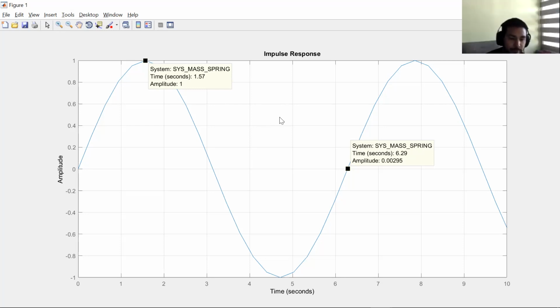So right now, M is equal to 1 and K is equal to 1. Let's assume that I can't change the mass, that the mass is going to stay at 1 kilogram, but I could change the constant of the spring. Okay, so let me close, let's go back over here.